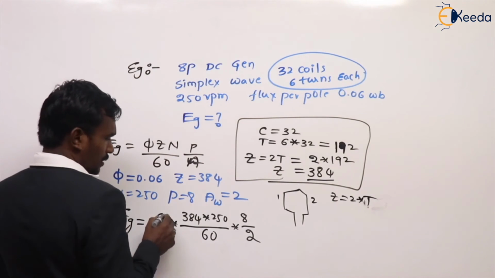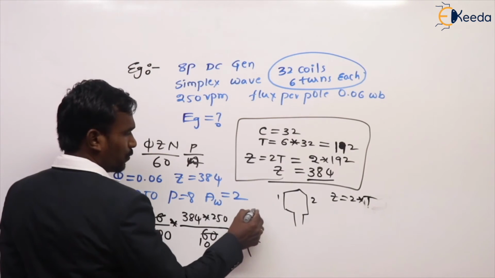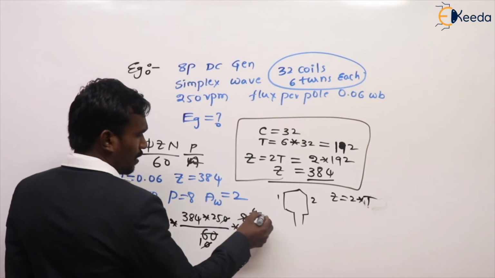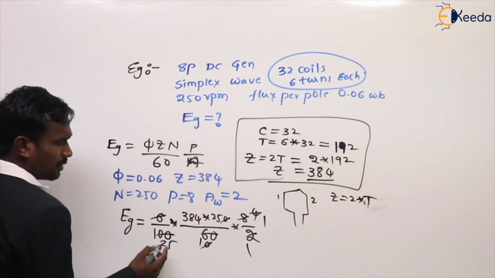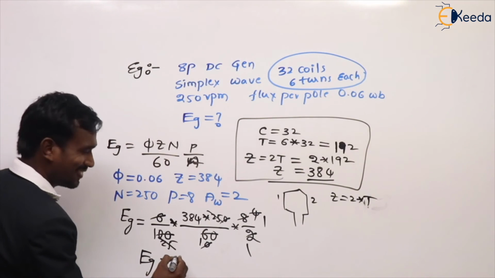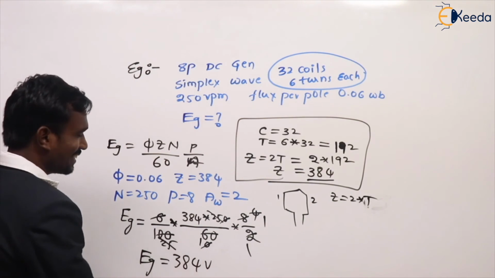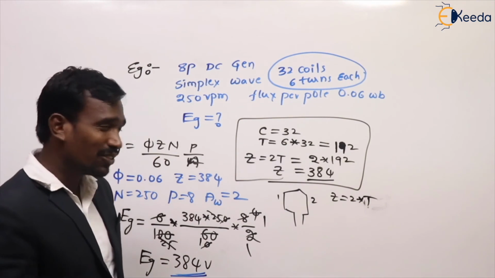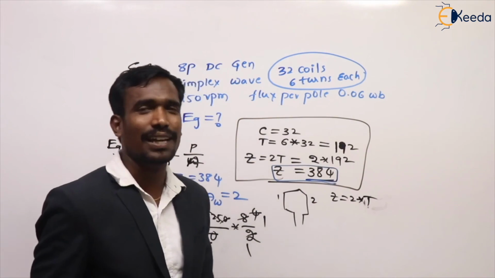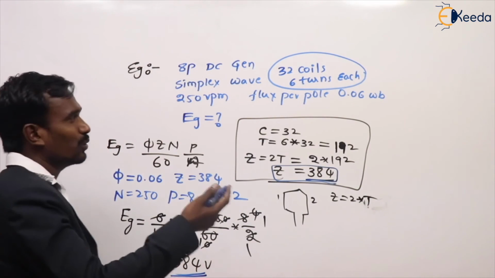See here, 6 ones are 6, 6 tens are 60, 2 ones are 2, 2 fours are 8, and 4 ones are 4, 4 twenty-fives are 100. So what is the generated EMF? 384 volts. What is the generated EMF? 384 volts. See, I said it already. Actually, the question is how you calculate the number of conductors. Based on that, they will ask you the question. So they asked that, and 384 volts is our answer.